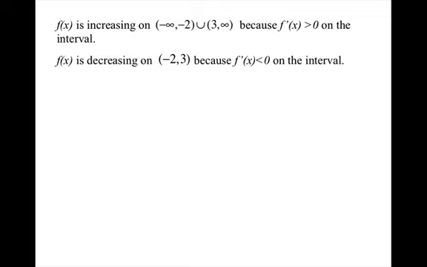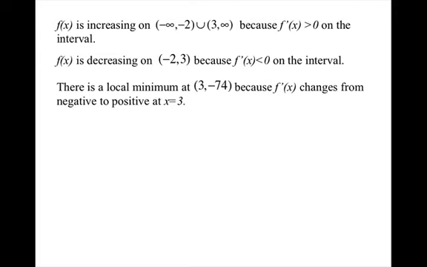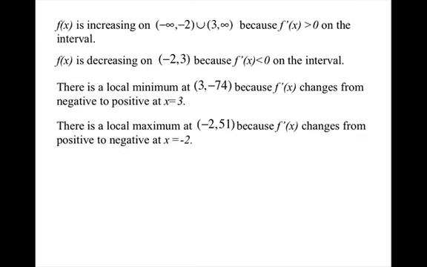Now I'm going to go ahead and justify what I have just analyzed. So I can say that f of x is increasing on -infinity to -2 and 3 to infinity because f prime is greater than 0 on the interval. F of x is decreasing on -2 to 3 because f prime of x is less than 0 on the interval. There is a local minimum at 3, -74 because f prime of x changes from negative to positive at x equals 3. There is a local maximum at -2, 51 because f prime of x changes from positive to negative at x equals -2.